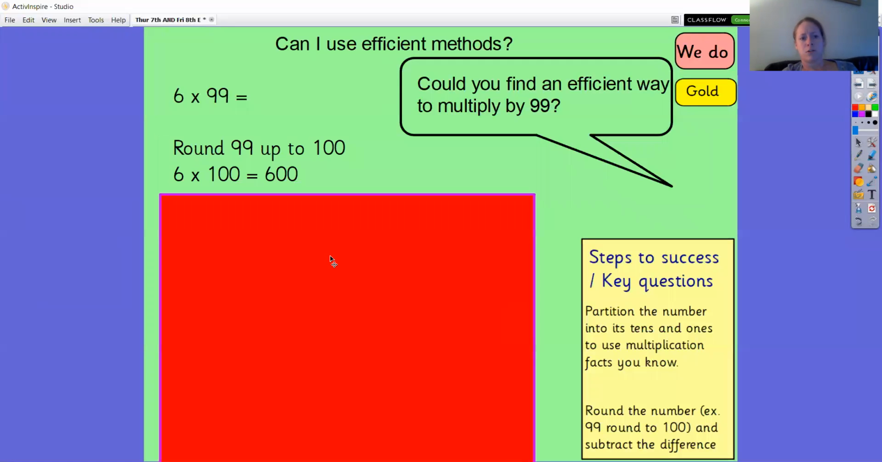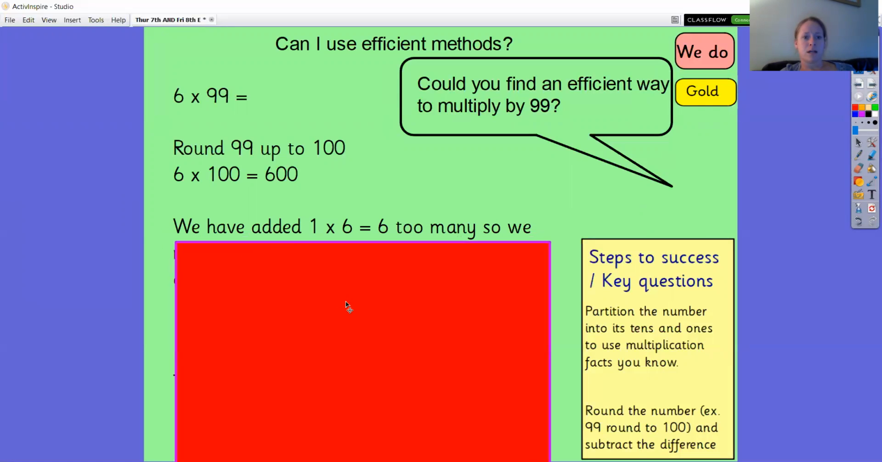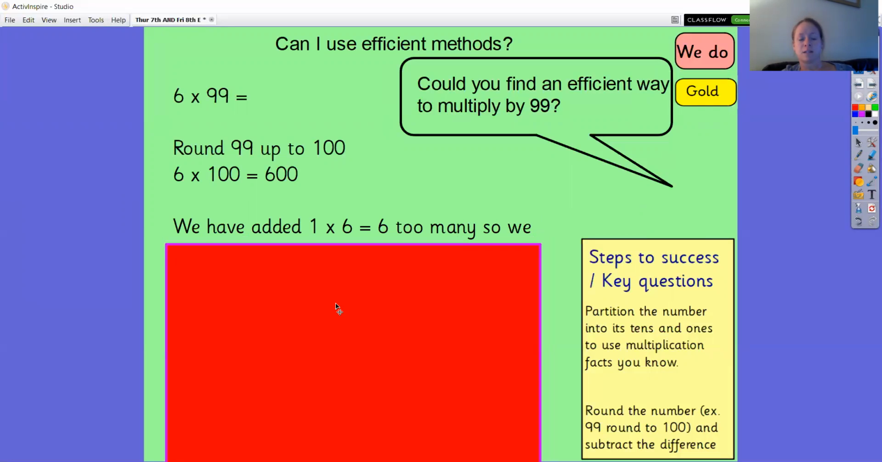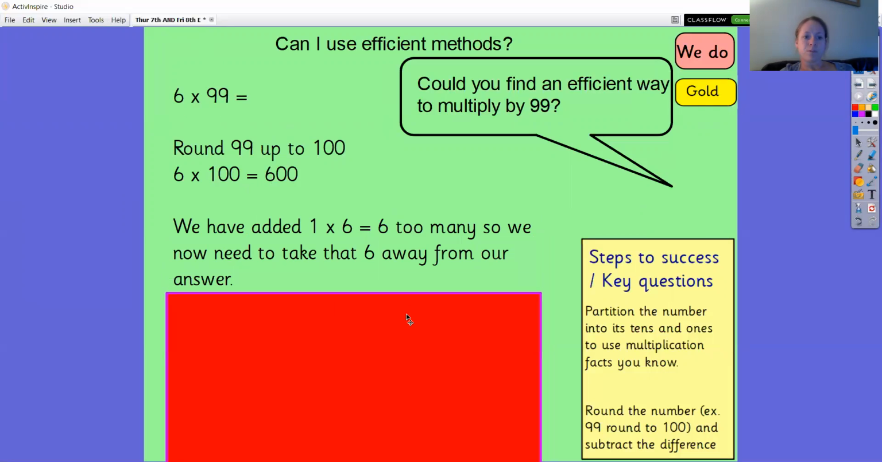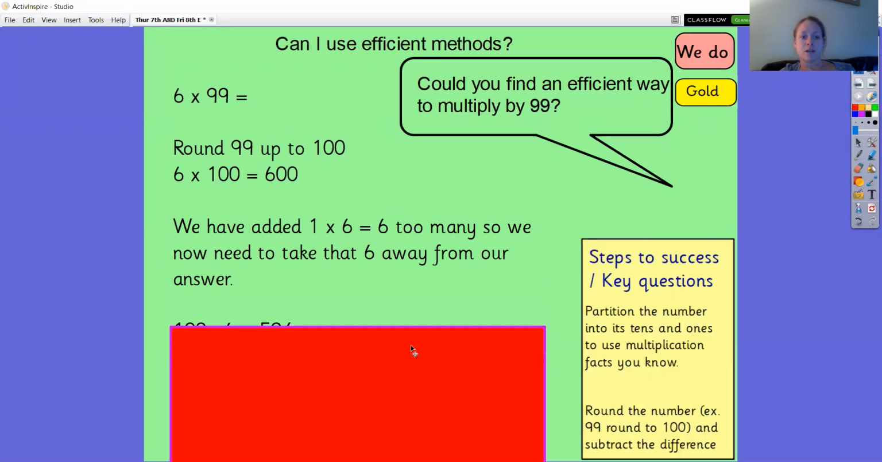So 6 times 100. And I know that because I'm really good at multiplying by 100, and so are you. We've done that lots of times, so I can do that quite easily in my head. So now I've added 1 times 6, which is 6, too many, didn't I? Because I was only supposed to have 99 lots of 6, and I actually added 100 lots of 6. So I need to take one group of 6 back off again. So we need to take that 6 away from our answer.